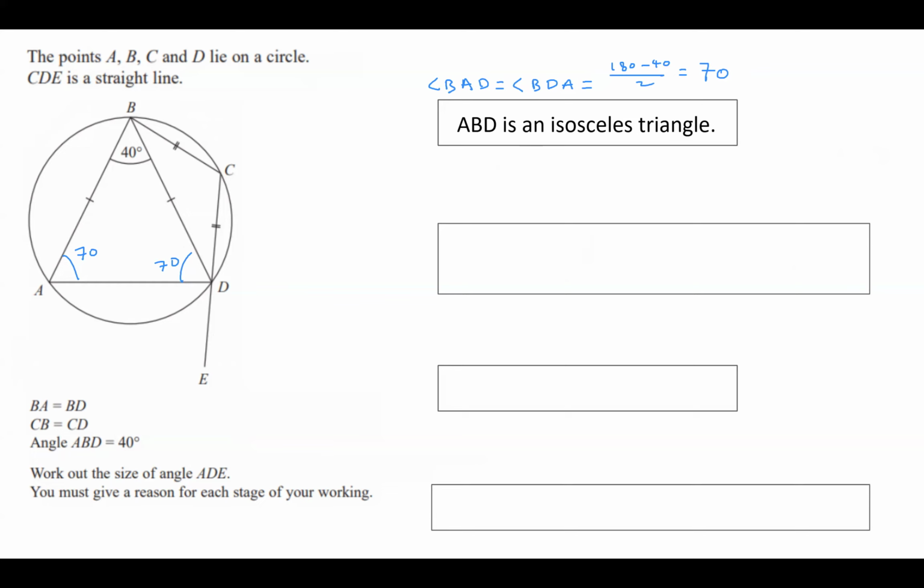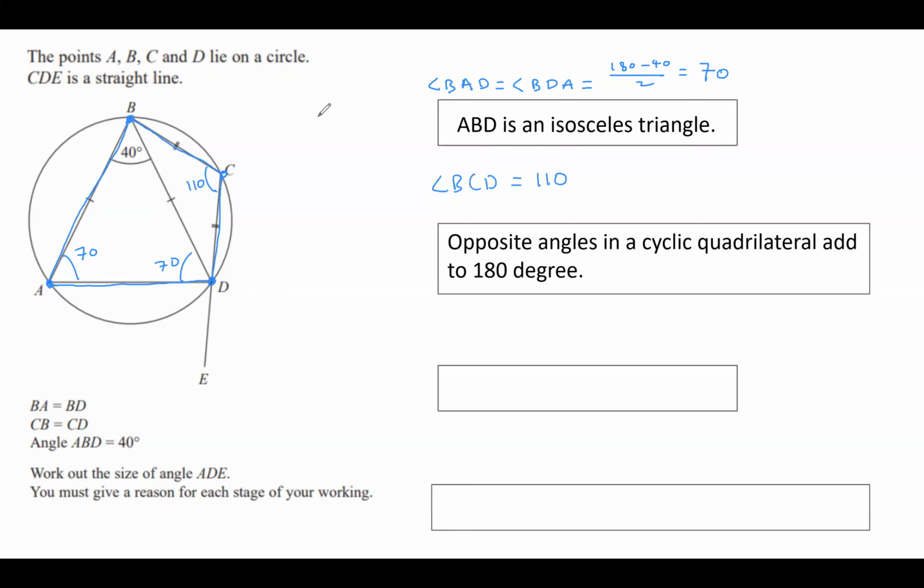Now, what is our next step then? Well, we can go ahead and work out angle BCD, and that is going to be equal to 110 degrees. Now, the reason being is because opposite angles in a cyclic quadrilateral add up to 180 degrees. So this is a cyclic quadrilateral over here, a four-sided shape where all four corners are on the circumference of the circle. So here we are going to say opposite angles in a cyclic quadrilateral add up to 180. So 70 and 110 make 180.